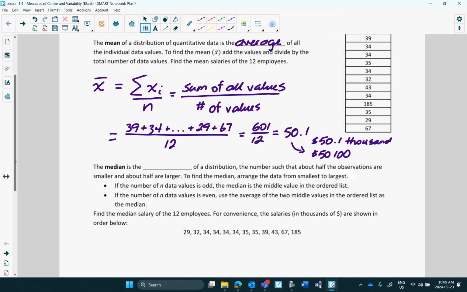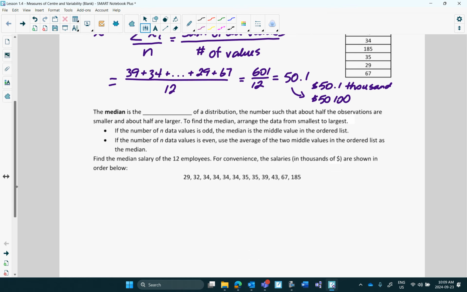The median is the middle of the distribution. It's a number such that about half the numbers are smaller than the median, and half the numbers are larger. Now, how we find the median depends on how many numbers are in the list. If there's an odd number of numbers, there's one number in the middle. If there's an even number of numbers in the distribution, there are two numbers in the middle.